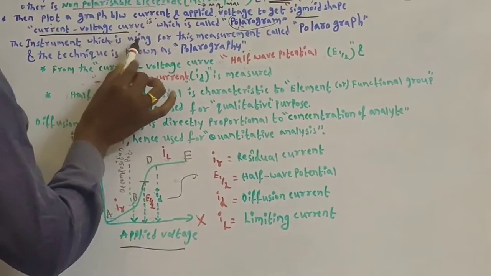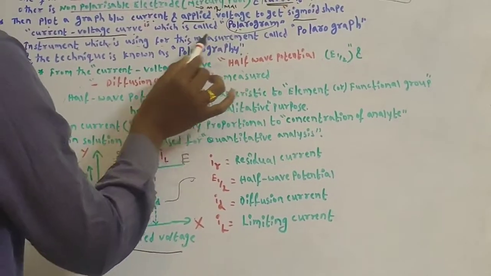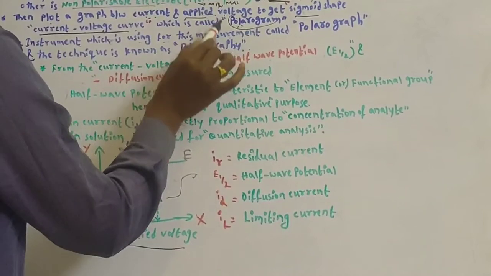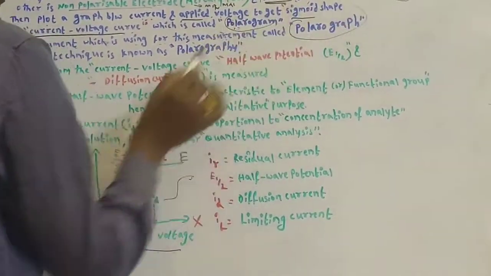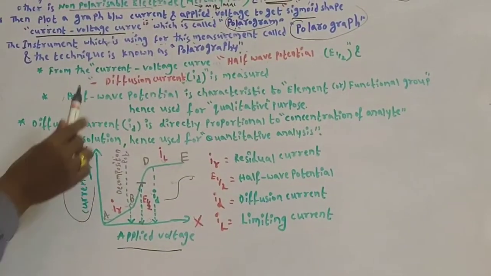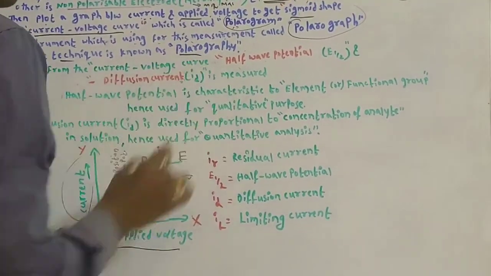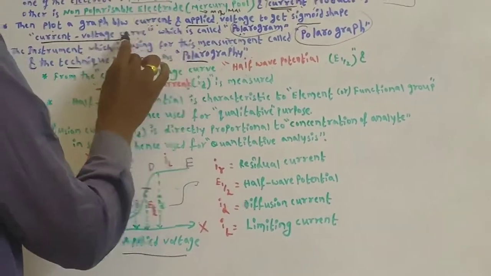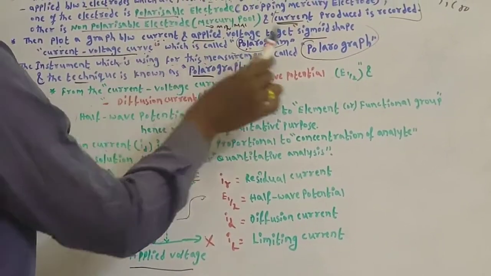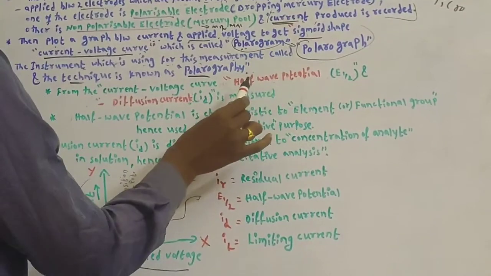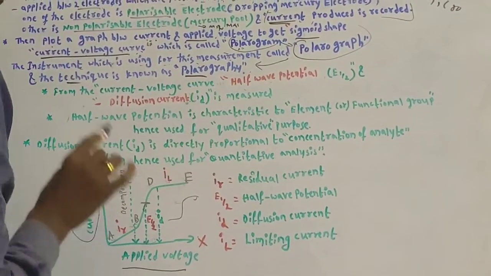The instrument which is used for the measurement is known as a polarograph. The instrument name is polarograph, and the technique is known as polarography. The polarogram is the current voltage curve, the sigmoid shape curve, the instrument is the polarograph, and the technique is polarography.